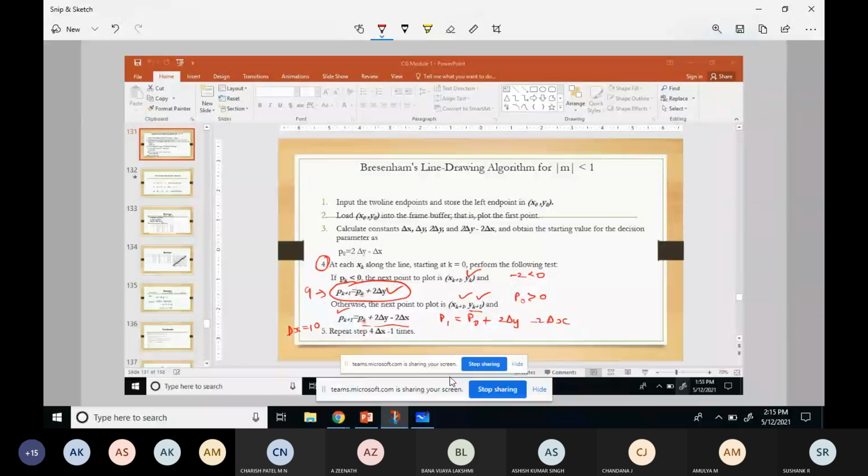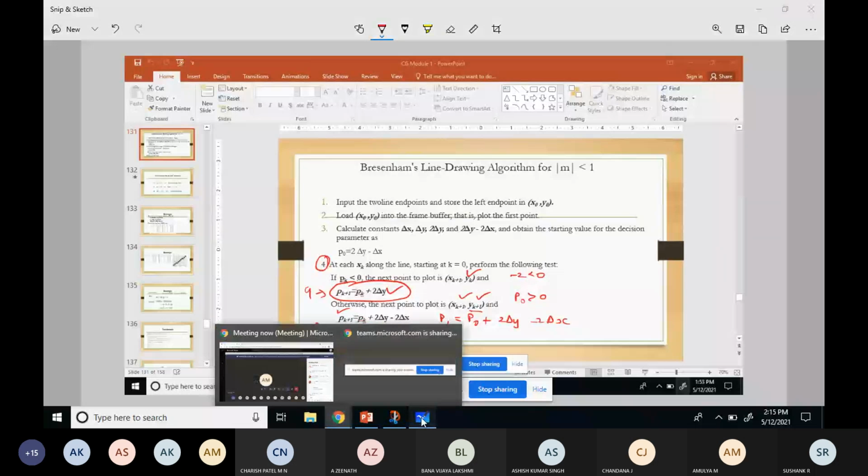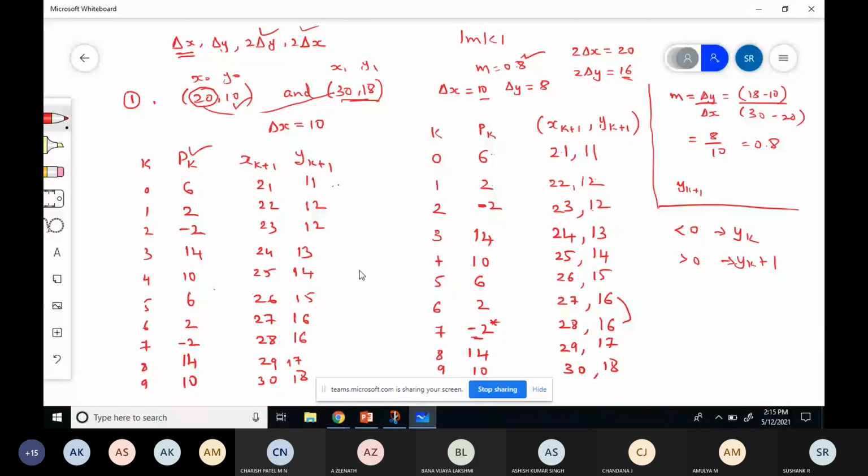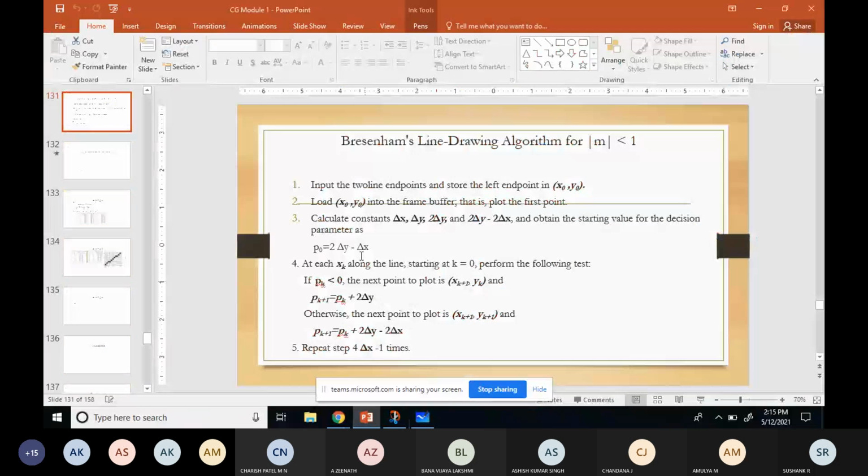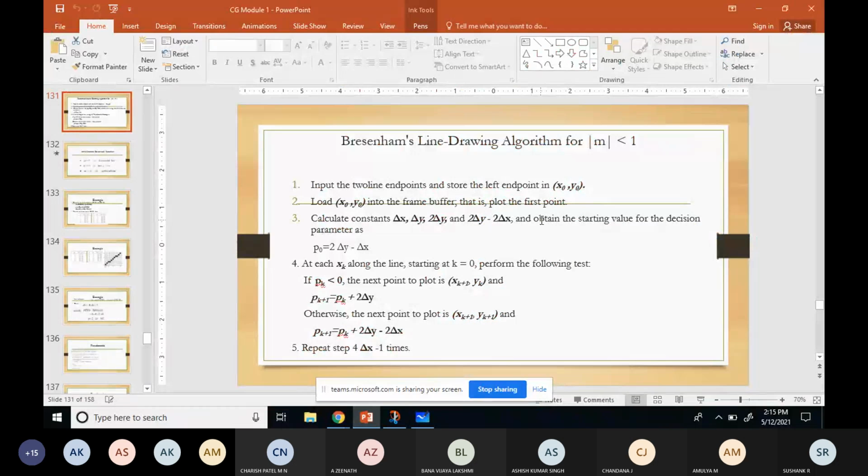So any doubt in this algorithm, any doubt? Yes or no? No, sir. No, right? So one thing is, you follow the steps, that's all. In the first phase, delta x, delta y, all these simple calculations, you write somewhere. On the rough sheet itself, you write, where is that one?